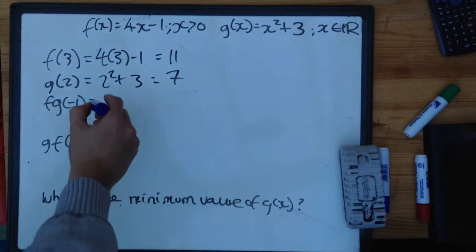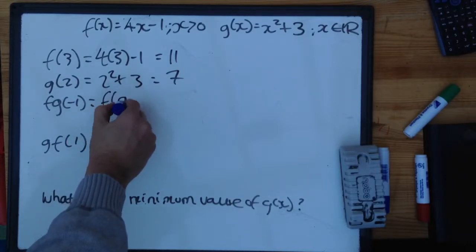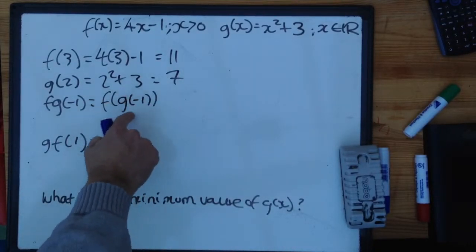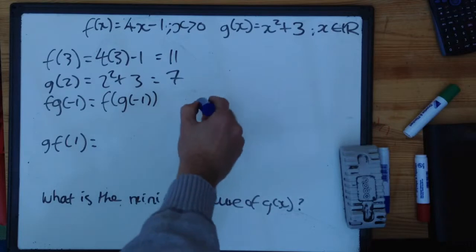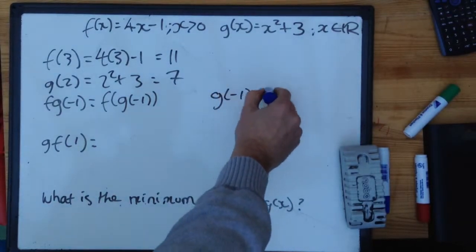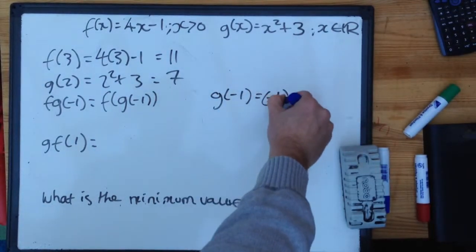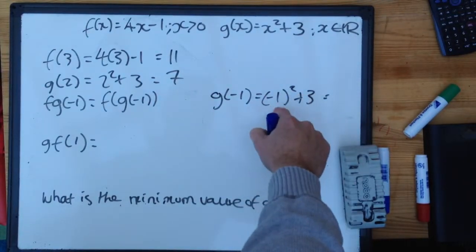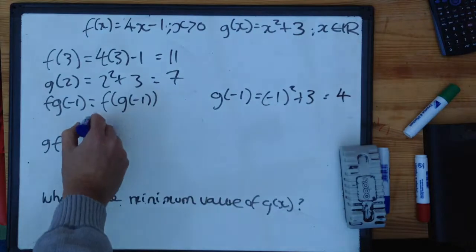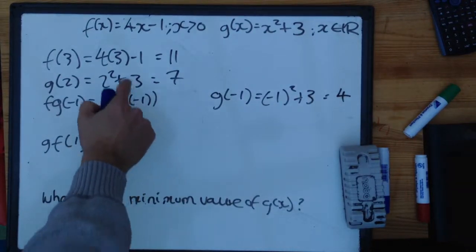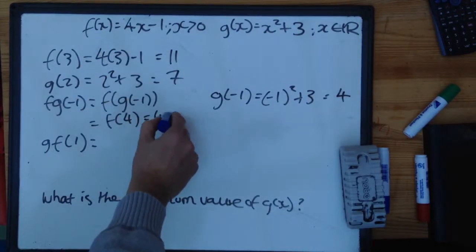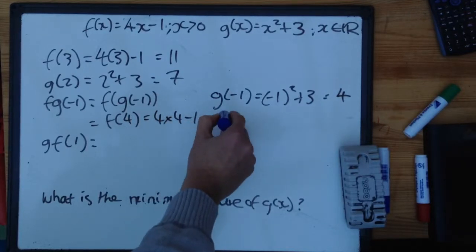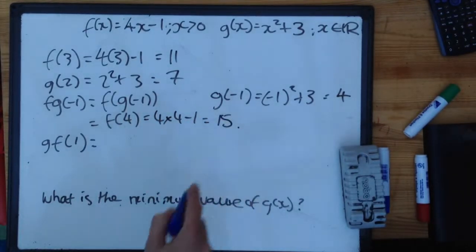F g of minus 1, it's a short way of writing f of g of minus 1. So the first thing we need to work out is g of minus 1. So let's do that over here. G of minus 1 is equal to minus 1 squared. Put the brackets around the minus 1 if you're using your calculator, which minus 1 squared is 1, plus 3 is 4. So we end up doing f of 4, swap that into there, 4 times 4 minus 1, which is 16, take away 1, 15.